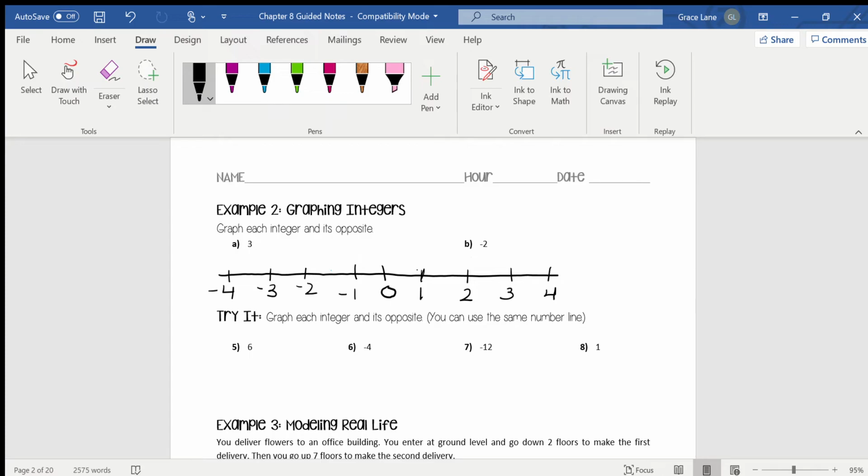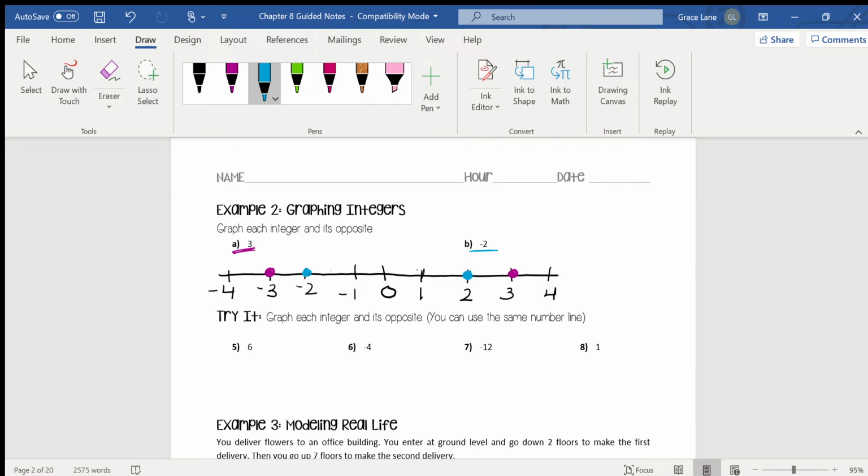Okay, and so if we're going to graph for letter A, I'm going to do it in purple. 3 and its opposite, we would put a dot on 3. The opposite of 3 is negative 3 because they are both 3 spaces away from 0. And then for letter B, negative 2 would be here. The opposite of negative 2 would be positive 2 because they are both 2 spaces from 0.